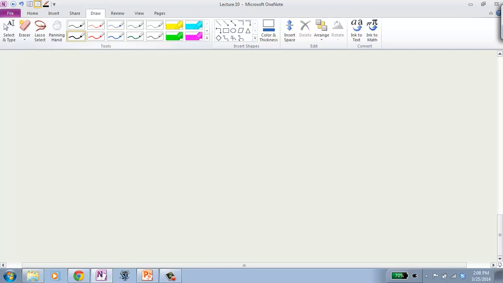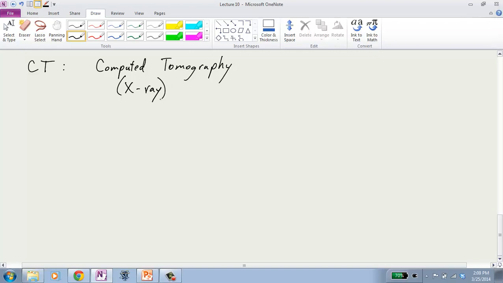Okay, so let's talk about CT. That's CAT scan. It's computed tomography. So this is actually X-rays. The way a CAT scan works is X-rays. And X-rays are very simple to understand. So this does X-ray, and it's also a 3D imaging technique, right?